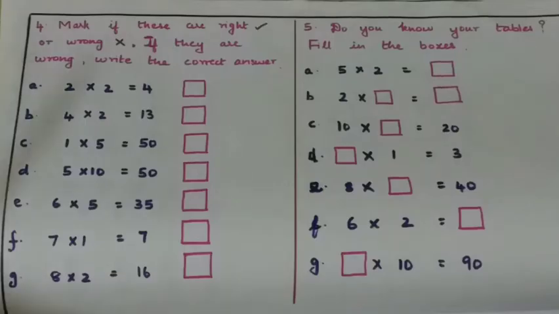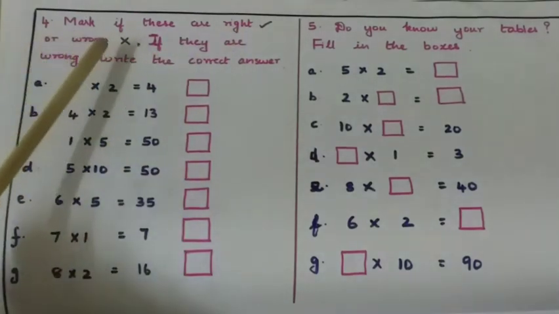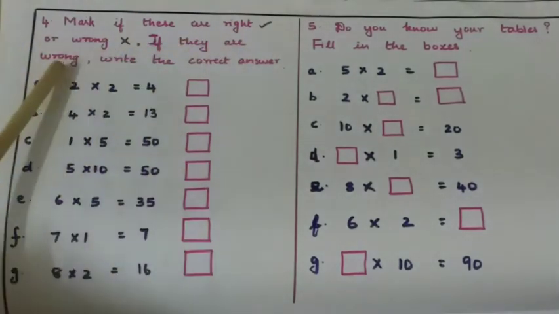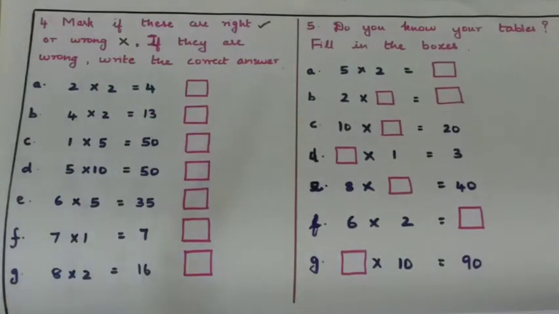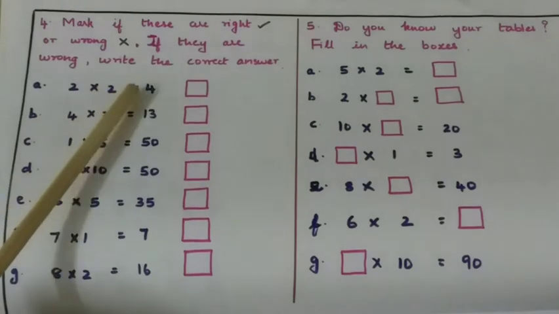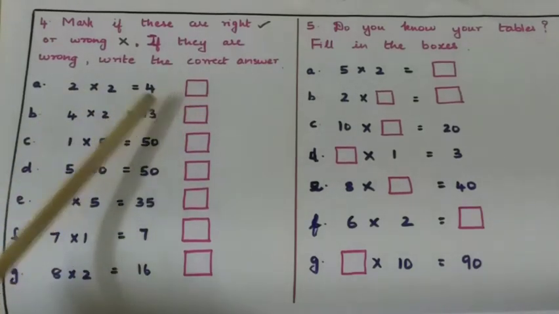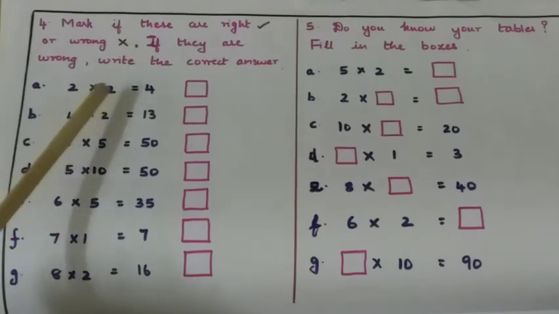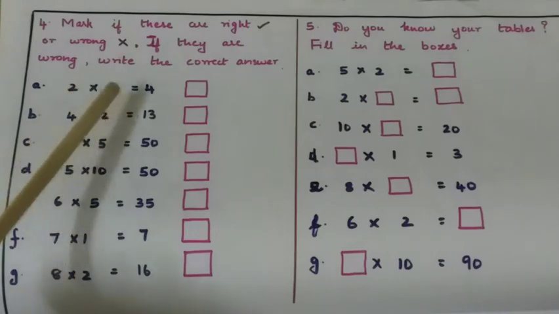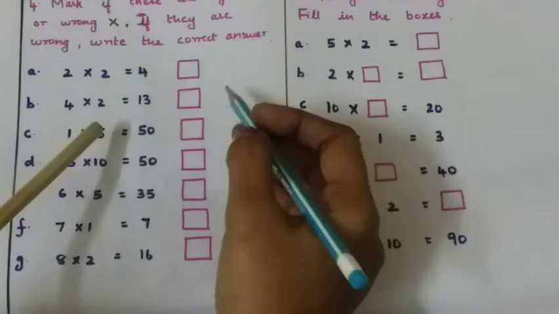Here the child needs to mark if these are right or wrong. If they are wrong, they need to write the correct answer. Let's take the first one. 2 into 2 equals 4. Is this right? Yes, it is right. 2 into 2 is nothing but 2 times 2 or 2 groups of 2 or 2 plus 2, which is 4. So this is correct.